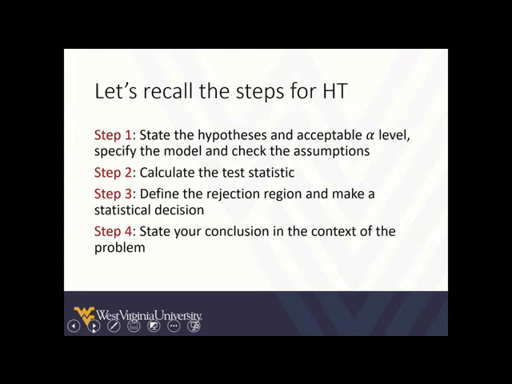So let's recall the steps for hypothesis testing. Step one, we'll state our hypothesis and an acceptable alpha level, then specify the model and check the assumptions. Step two, we'll calculate the test statistic. Step three, define the rejection region and make a statistical decision. And then step four, we'll state our conclusion in the context of the problem.